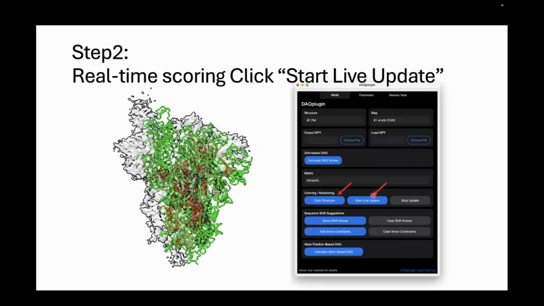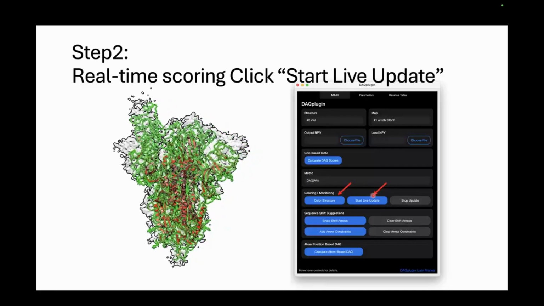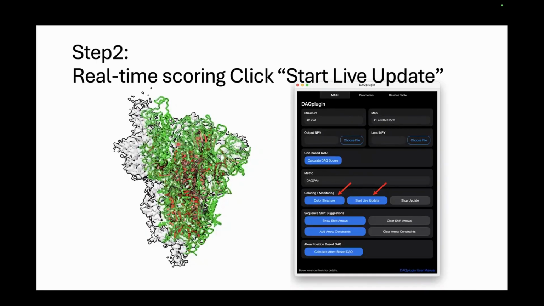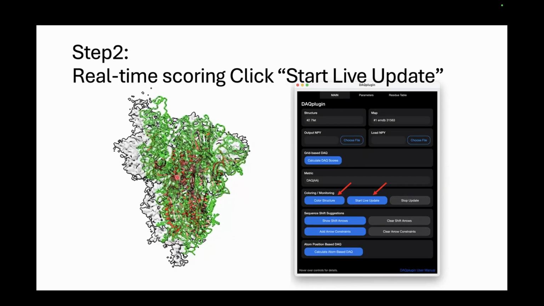Also, you can edit the structures. Here, I shifted the PDB structure relative to the density map. Then this plugin immediately updates the score. Here, the protein structure is coming off, and the DAQ score says red. It's a negative DAQ score, which means it's not accurate. But once it is fitted to the density map, it shows a blue, positive DAQ score. This is the function for live update monitoring.